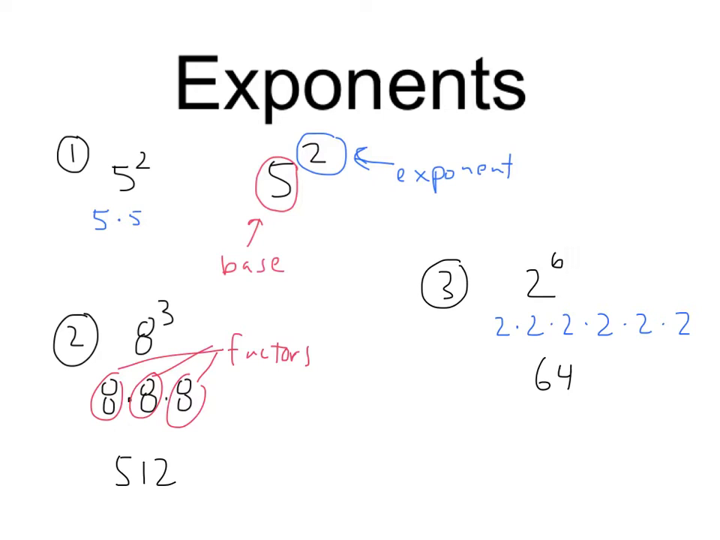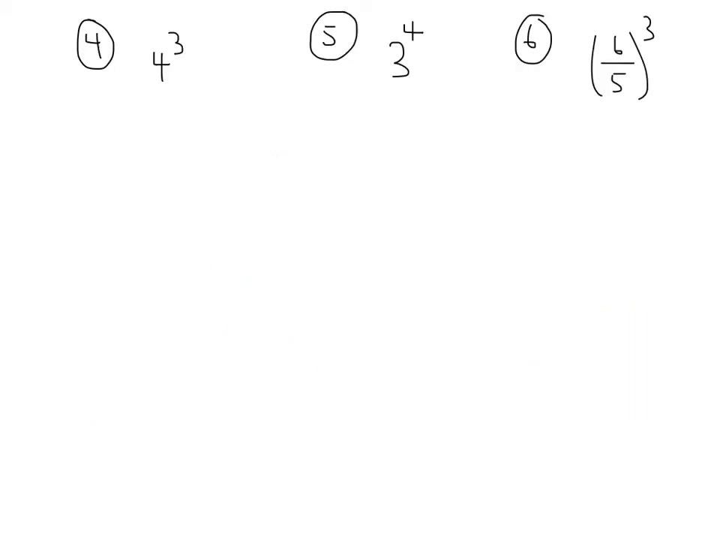What this 6 means, again, is that there are 6 factors. These are all called factors. 6 factors of 2 that are being multiplied. Alright, 3 simple problems. Go ahead and multiply these out. Pause and answer these.